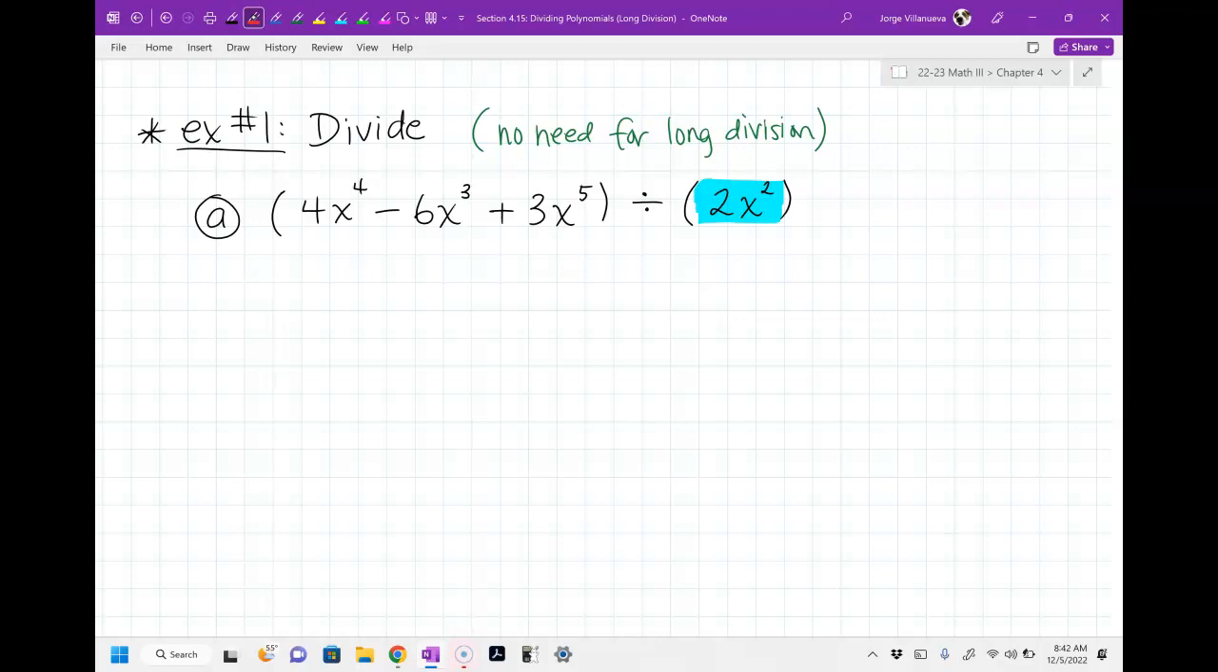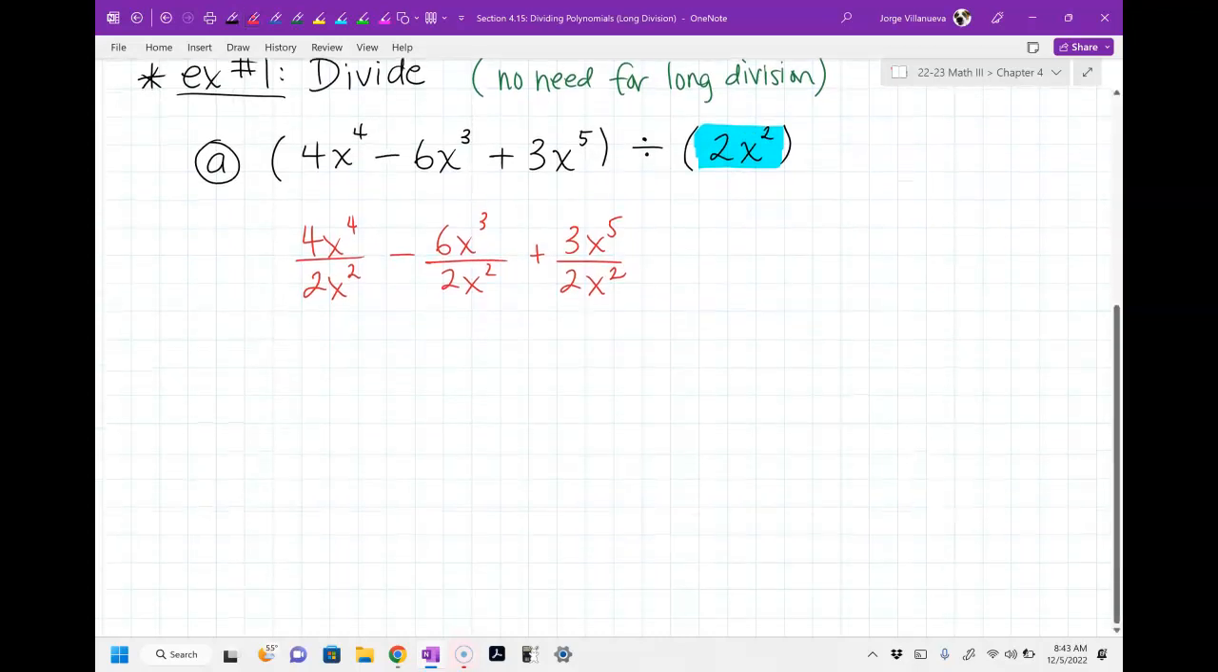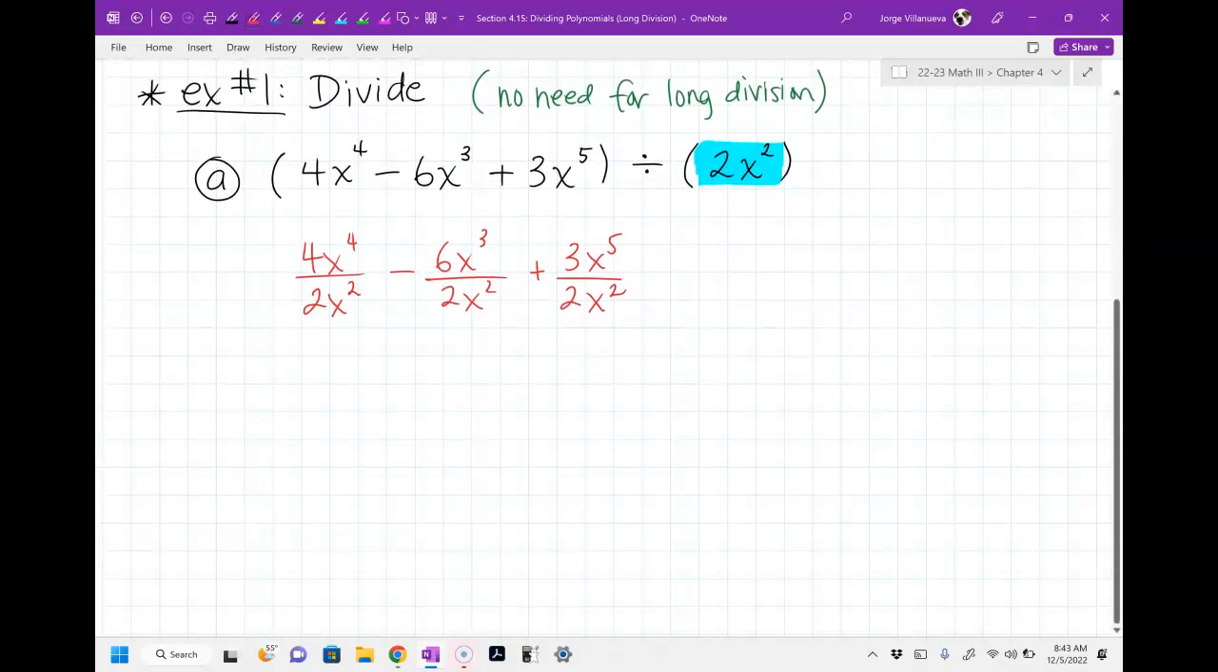So what you're supposed to do is basically take every term on the left side and divide it by 2x squared. You're going to write it like this. 4x to the 4th over 2x squared minus 6x cubed over 2x squared plus 3x to the 5th over 2x squared. Notice I did the division to every single term. Now I'm going to do 3 little mini problems. So I separated it, and now I'm going to do 3 mini problems.